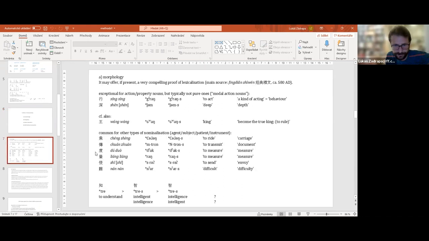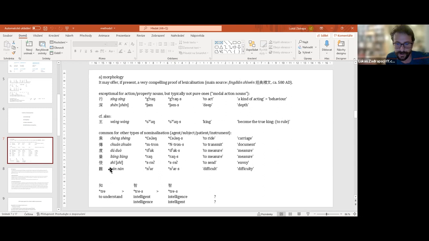First of all, we have morphology, but for the purposes of this particular study, it is not so useful, because usually what is marked in classical Chinese by a morpheme are those other types of nominalization: agent nominalization, subject nominalization, patient, and so on. We can see, for example, Cheng, to ride, and carriage. So this is the instrument noun, let us say. We have Chuan, to transmit, and what is transmitted, document. Again, we have this instrument nominalization. You can see that usually it is the s suffix which turns verbs into nouns, but not always. We have this quite complicated problem with this s suffix, but still this is the most usual morphological process in classical Chinese. We reconstruct.